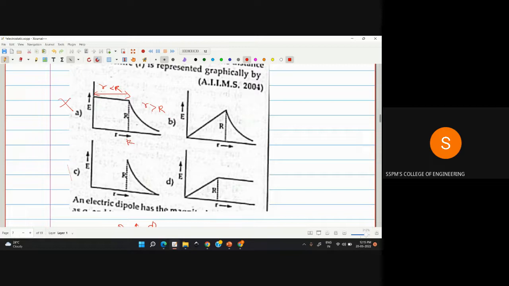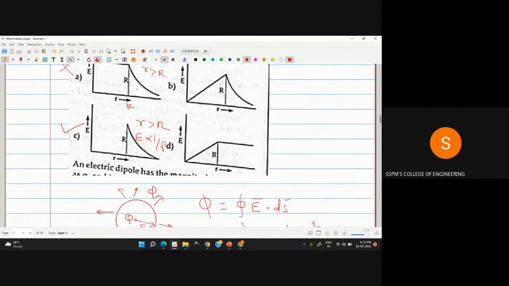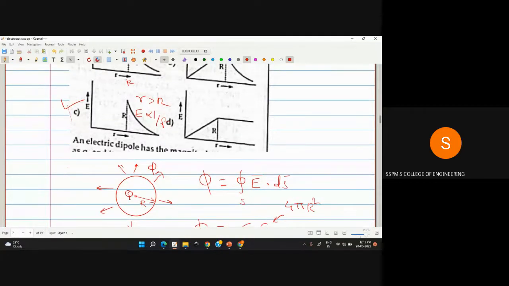Is option B correct? No, because here inside the sphere, in this graph, we can see the electric field is linearly increasing. But you know that the electric field inside the sphere is zero. So which option is correct? Option C is correct, because inside the sphere the electric field is exactly zero, and outside of the sphere the electric field is inversely proportional to the square of distance r. So option C is the correct option, isn't it? In this way, you may calculate the electric field and draw the graph of electric field versus r.